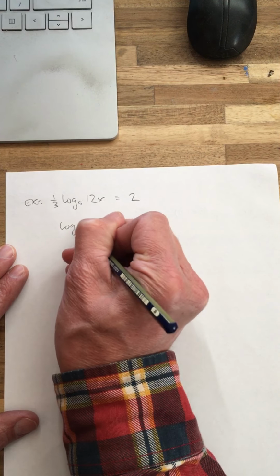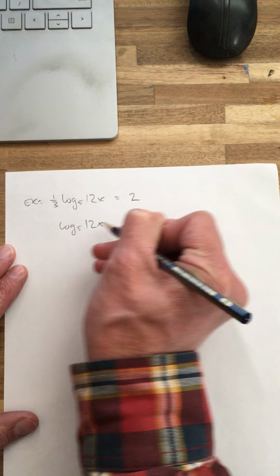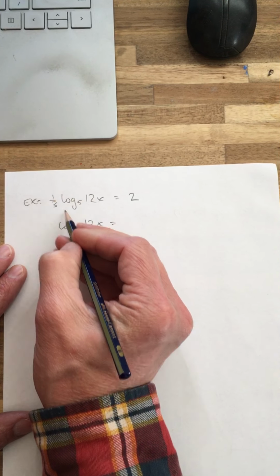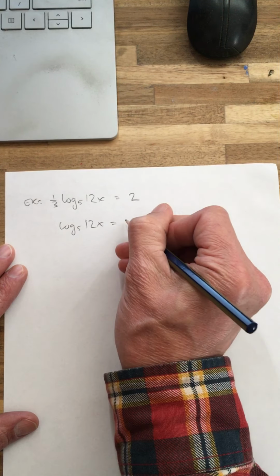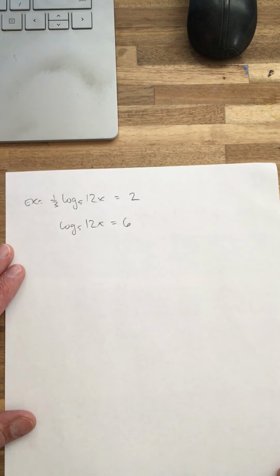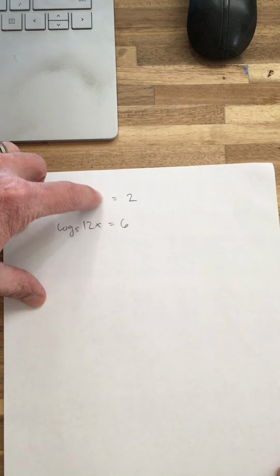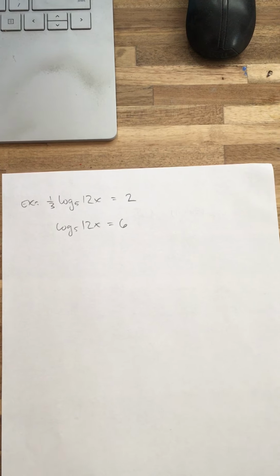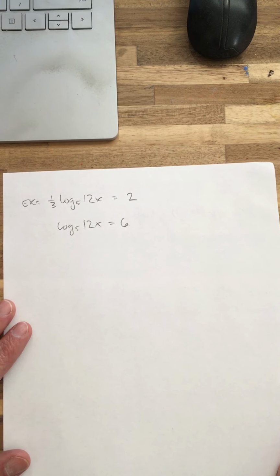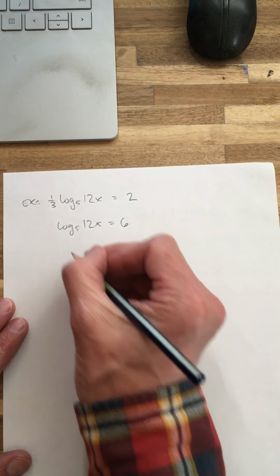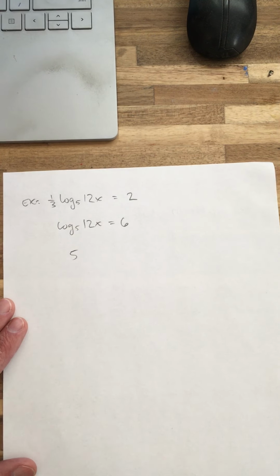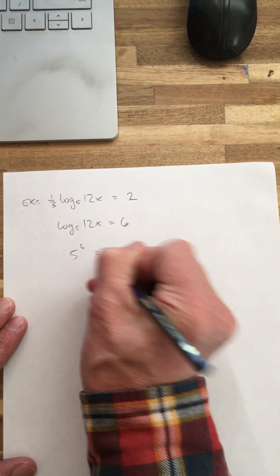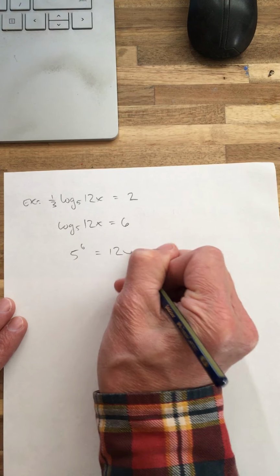I get log base 5 of 12x is equal to, multiply this by 3, it cancels, multiply this by 3, and I get 6. It's probably the best way to do it, although you can do it the other way, move this to the power for the 12x, but it gets crazy. So this way is going to be nice and easy. So now let's switch forms. What's the base? The base is 5. What's the power? The power is 6. What does it equal? 12x.